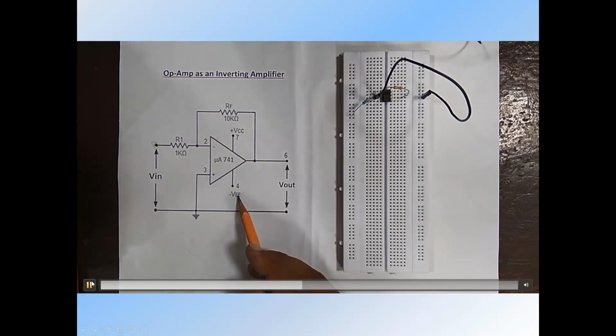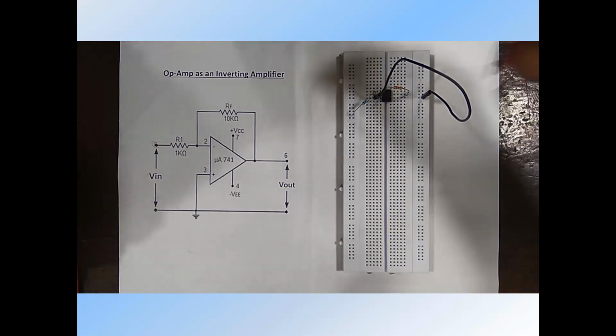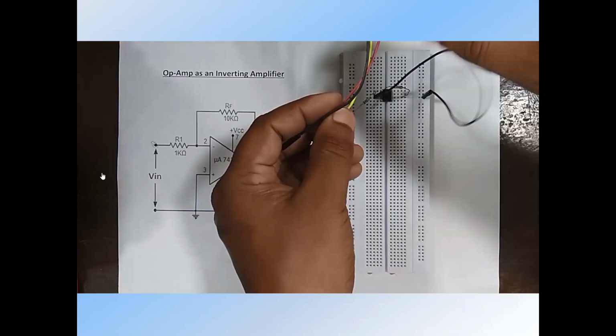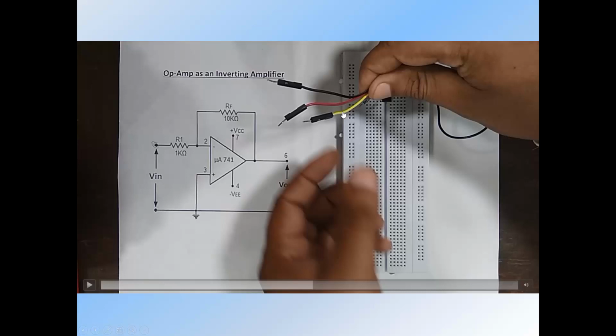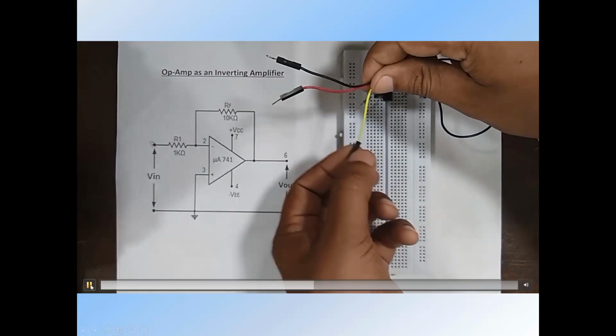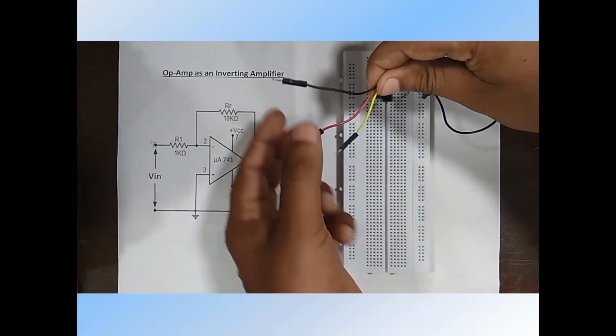And next step is connections of the DC power supply. For this, these three jumper wires are connected to the DC power supply. This yellow jumper wire is connected to plus 12 volt. This red wire is connected to minus 12 volt, and this black jumper wire is connected to the ground of the DC power supply. Yellow, red and black.